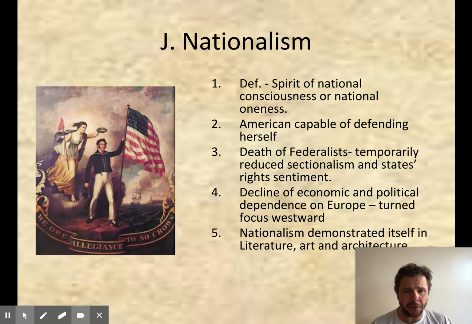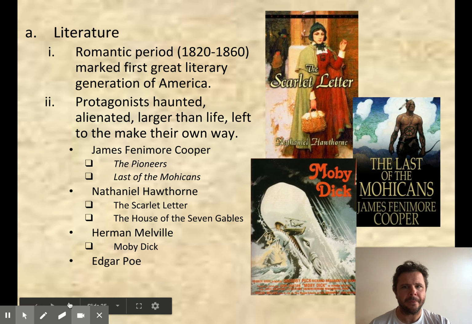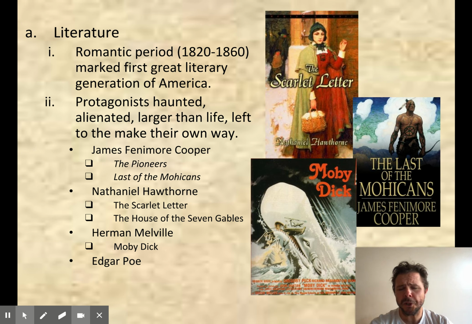So, nationalism has to also demonstrate itself in literature, art, and architecture. Let's find out. Literature, the thing you don't read much anymore. We start with the Romantic period. You can also go earlier into this. Your book talks about James Fenimore Cooper, and as does this slide, they also talk about some other writings a little bit earlier on.